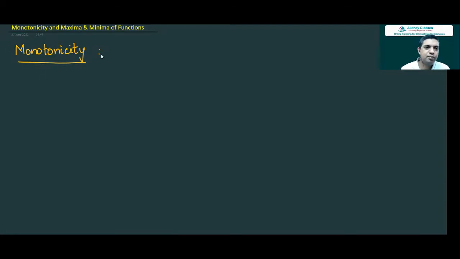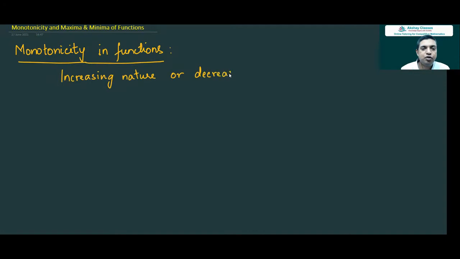So monotonicity in functions is referring to its increasing nature or decreasing nature of functions. A function is monotonically increasing or monotonically decreasing. So we apply that for increasing nature or decreasing nature.